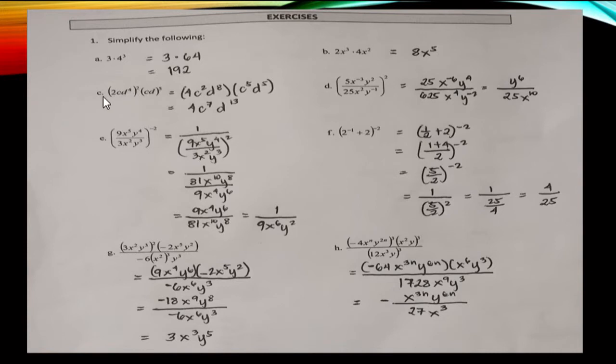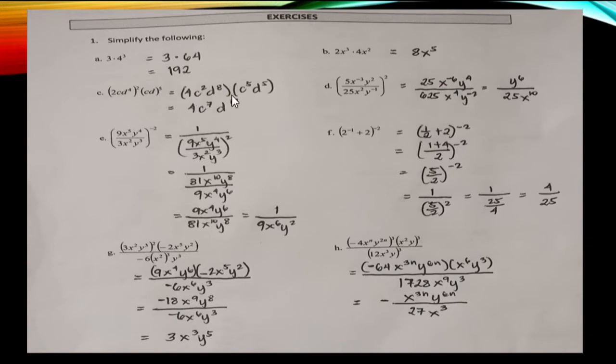Next, (2cd to the power of 4) quantity squared times (cd) quantity to the power of 5. So here we will distribute the exponent 2 on each factor. So 2 squared is 4, c squared, d to the power of 4 times 2, that is d to the power of 8. Then also the power of 5, we distribute to c and d. So c to the power of 5 and d to the power of 5.